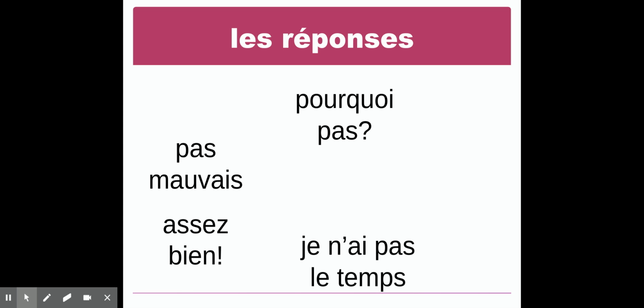Pourquoi pas? We know that pourquoi means why, and we know that pas means not. So pourquoi pas? Why not? Il est génial. So il est génial just means like, oh, it's awesome or it's great. Il est génial, you could use this to describe how food is tasting or how something is going.